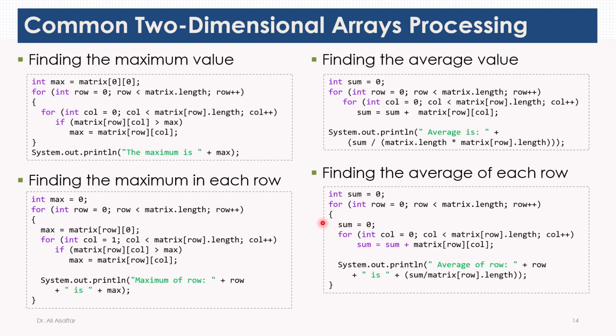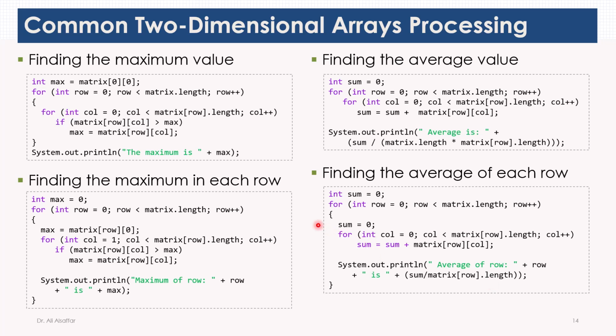In each iteration of the outer loop, you are visiting a row. You find the average of this row and print it. So after you exit the inner loop, you print the average. But don't forget to initialize the variable sum in each iteration of the outer loop. In other words, in each row, initialize sum to 0. After you find the sum of all elements in this row, then you divide the summation by the number of columns or by the number of elements of this row, which is matrix row dot length. This is if you want to find the average of each row.